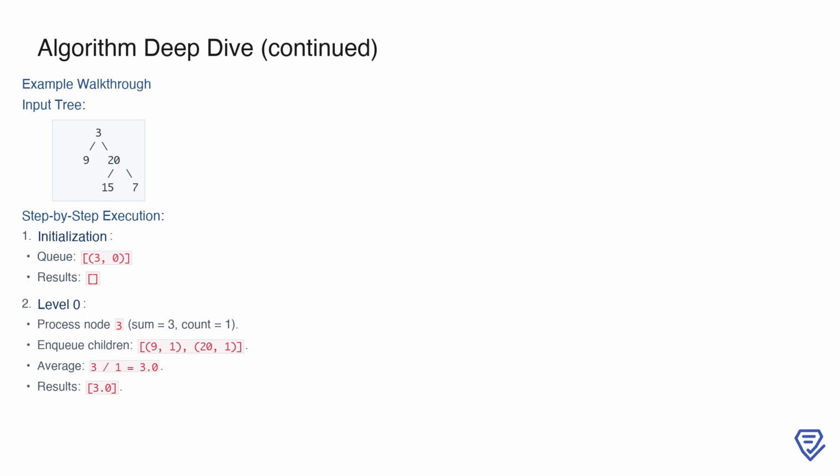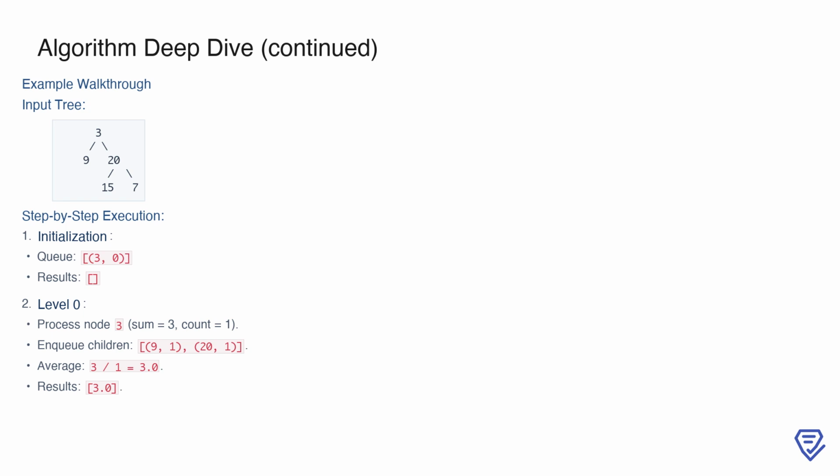The root node is 3, with 2 children, 9 and 20. Node 20 has 2 additional children, 15 and 7. We start by initializing the queue with the root node and its level, so the queue looks like (3, 0), and the results list is empty.